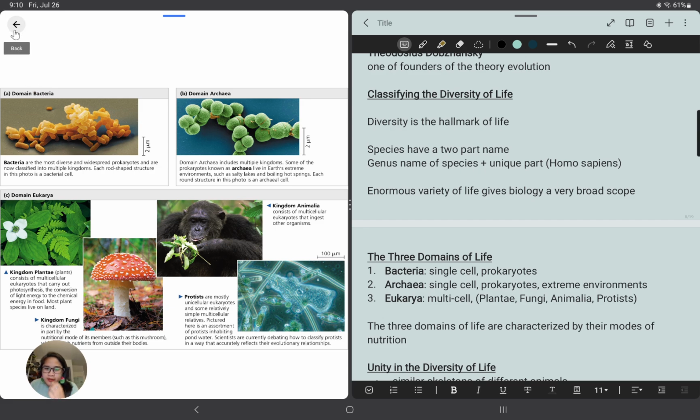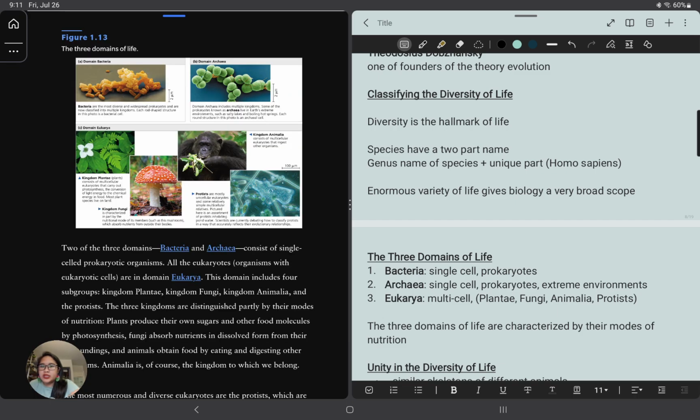And some people might be confused with protists because it looks like a bacteria. But we're just going to read real quick right here. So protists are mostly unicellular eukaryotes and some relatively simple multicellular relatives. Pictured here is an assortment of protists inhabiting pond water. Scientists are currently debating how to classify protists in a way that accurately reflects their evolutionary relationships. Okay, so this is kind of a gray area type thing, just for our knowledge.